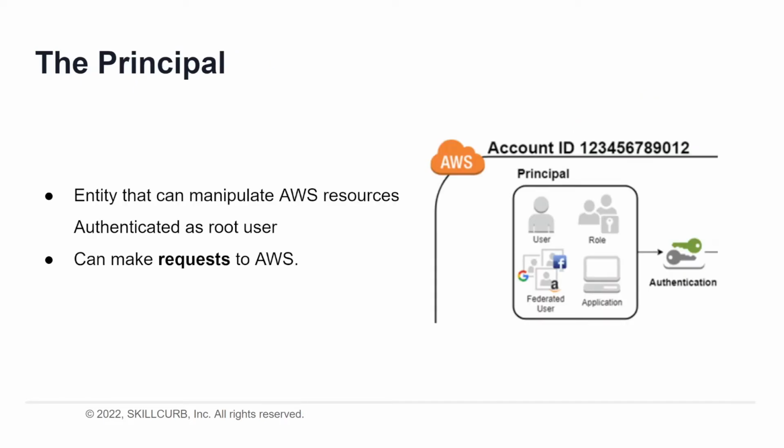Let's start by discussing the principal. A principal is a person or an application that can make a request for an action or operation on an AWS resource. The way it does this is the principal is authenticated as the AWS account root user, or as an IAM entity to make requests to AWS.